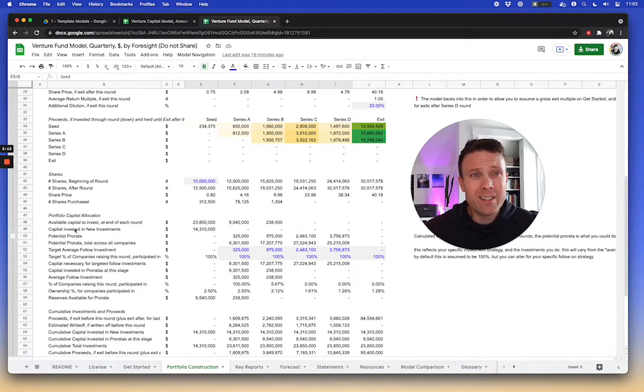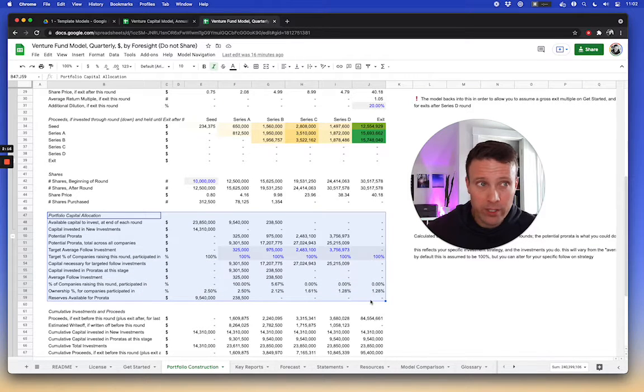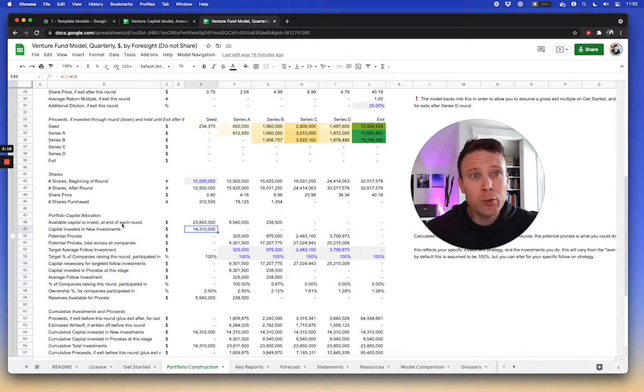Now, this is a detailed structure I use for portfolio capital allocation, for budgeting for follow-on reserves. For each individual round, it says, how much money do I have to invest? Of my total capital allocated to invest, how much capital do I have to invest in each round? The first round, everything goes towards new investments, right? At the second stage, I look at, of the capital that I had initially fully invested, what's left over to do follow-ons?